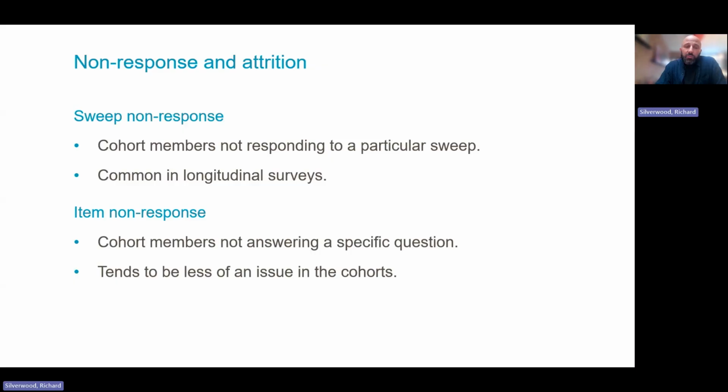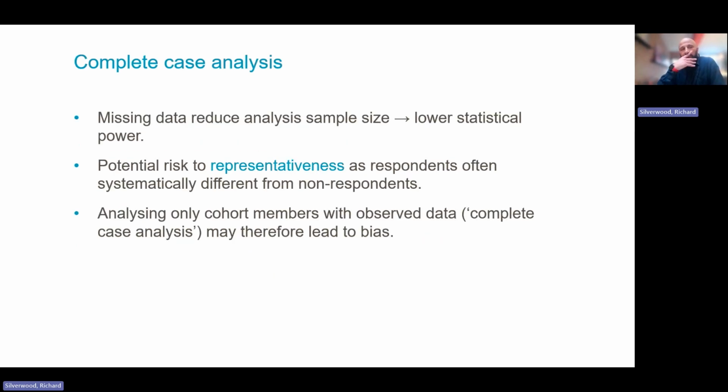The other type of non-response that you get is item non-response. So that's cohort members who have responded at a particular sweep, but have just chosen not to, or have perhaps by accident not answered a specific question or given data for some other item. This tends to be less of an issue in the cohorts. Sweep non-response is a bigger issue. And when you've got this sort of non-response, then you have essentially a problem of missing data.